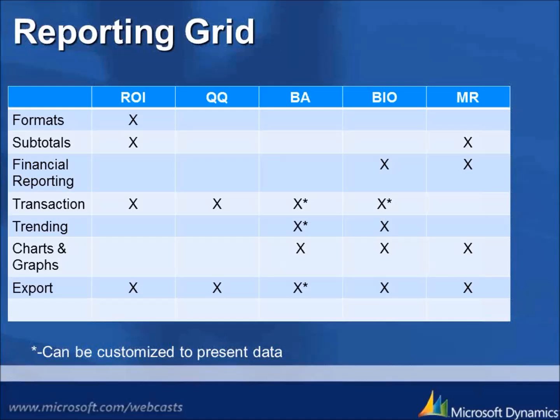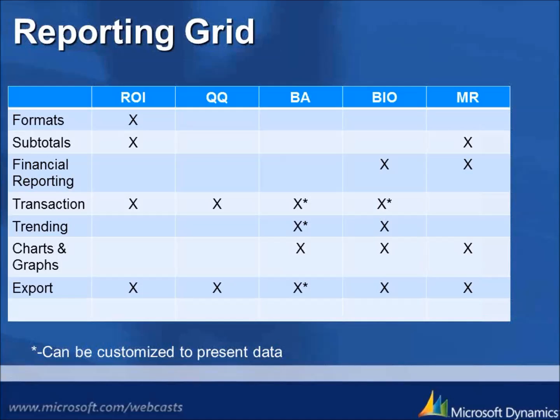For trending, BIO. Charts and graphs, BIO, and we also give a little nod to BA as well. So definitely Business Analyzer can do graphs, but if you are looking for trending, you're going to have to do a little bit of building of the trending on your own. Doesn't mean you can't do it. For BIO, a lot of this stuff comes right out of the box.